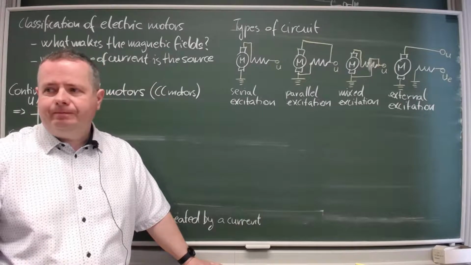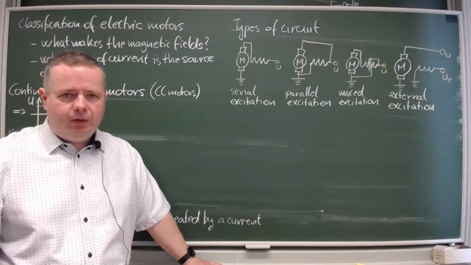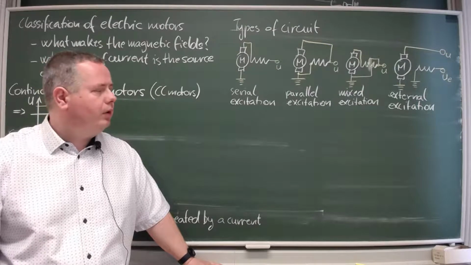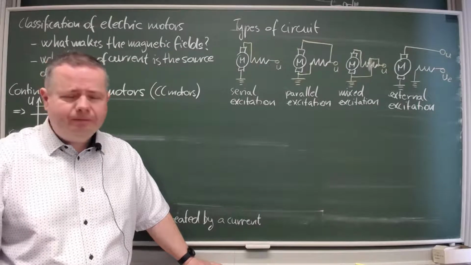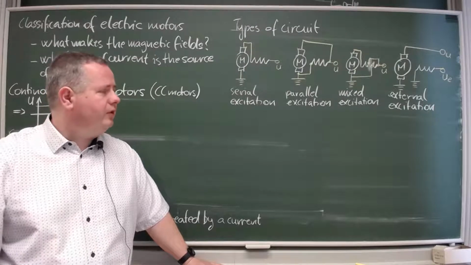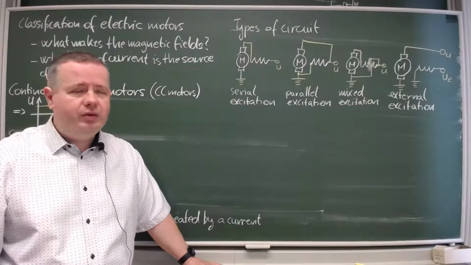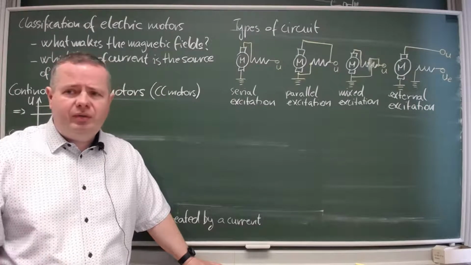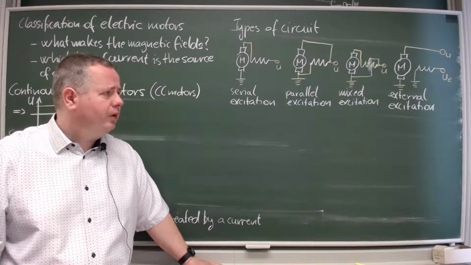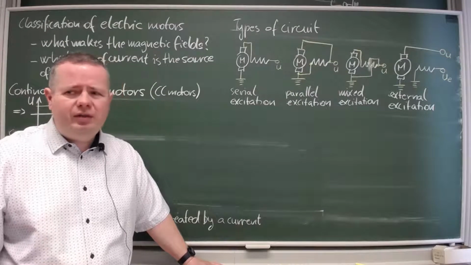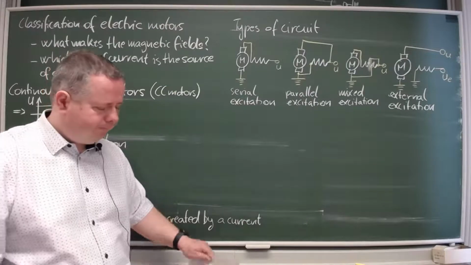Is it clear? The four types? Okay. What do we use from these things the most often? We use the serial excitation and we use the parallel excitation. These are the most often used. The external excitation is mostly for energy production, so it's not used as motor. Mixed excitation is quite complicated. We prefer not to use this in motors. Okay?